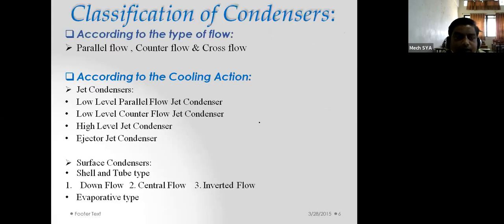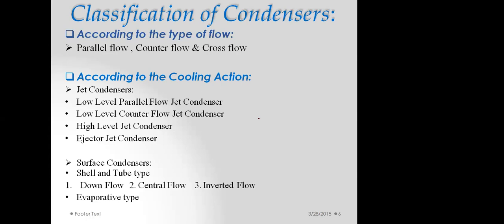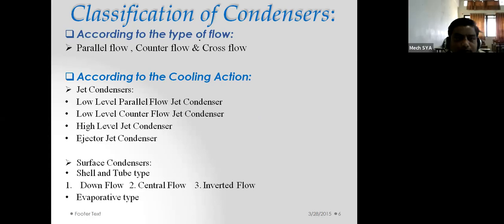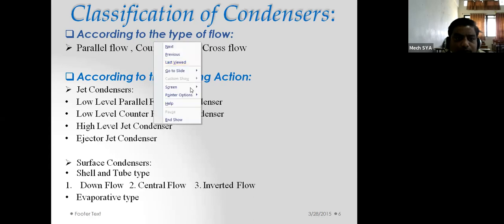In the classification of condensers, we have two types of condensers. One is the jet condenser and the other is the surface condenser. Jet condenser means low level jet condenser, low level counter flow.